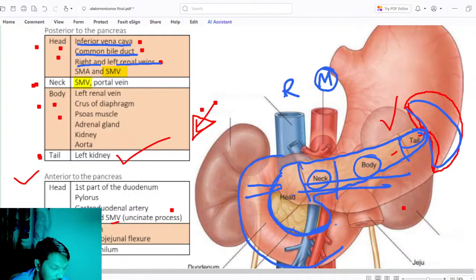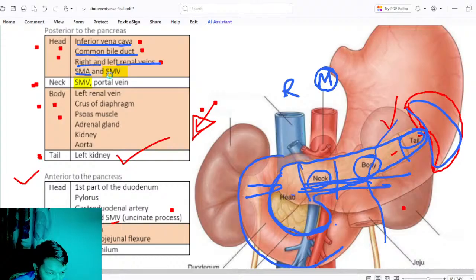Left renal vein. What are the other veins draining into the left renal vein? Very good. Left suprarenal and left gonadal drain into the left renal vein, and the left renal vein drains into the inferior vena cava. And right gonadal, inferior vena cava. Okay.